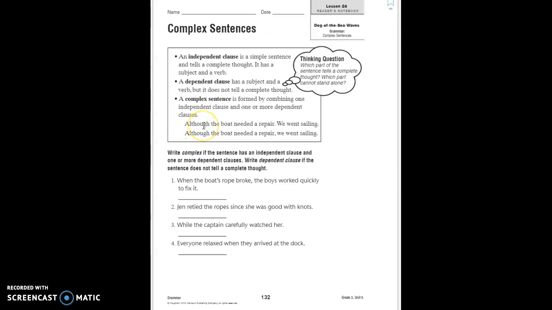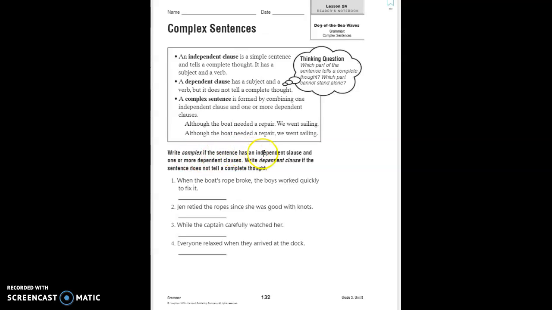So let's take a look. This is an example. Although the boat needed a repair. Is that a sentence? No. And then we went sailing. Well, that we went sailing, that is a sentence, but it's not very complex, right? So let's look at this. Although the boat needed a repair, we went sailing. So here's our thinking question. Which part of the sentence tells a complete thought? And which part cannot stand alone, meaning it's not a sentence? Okay, it's just a phrase or a clause.